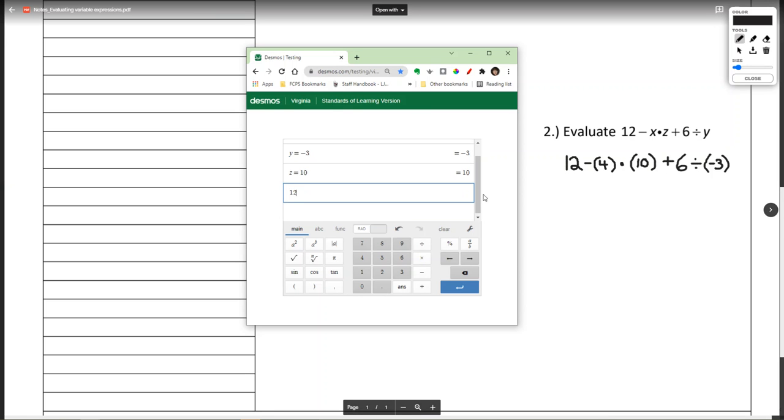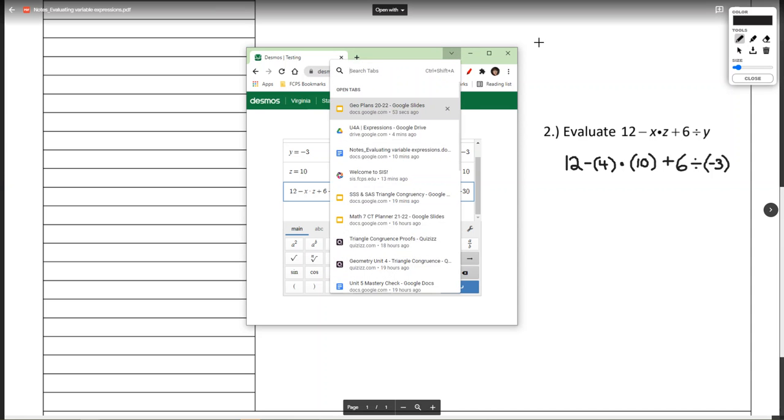I'm going to put it in with the variables because we have our variables defined here. So 12 minus x, and then the dot means multiplication, so times z, plus 6 divided by y. Or, if you'd like, you can put in 6 and then hit Control V to paste what you did before, Control Y. All right, so we have that it should be equal to negative 30.